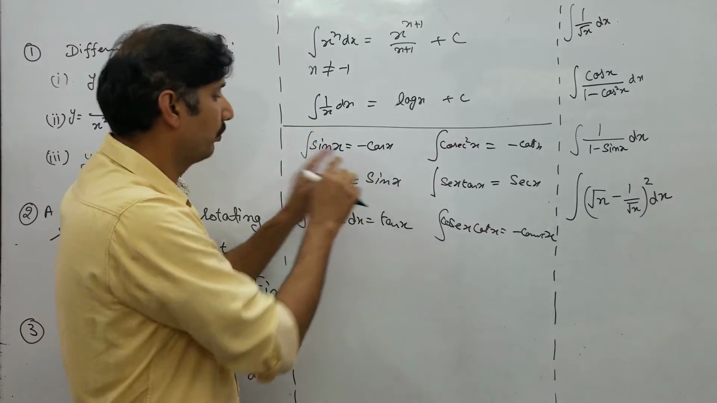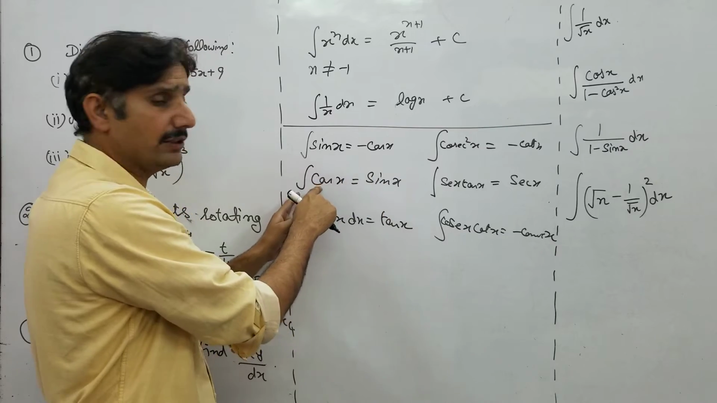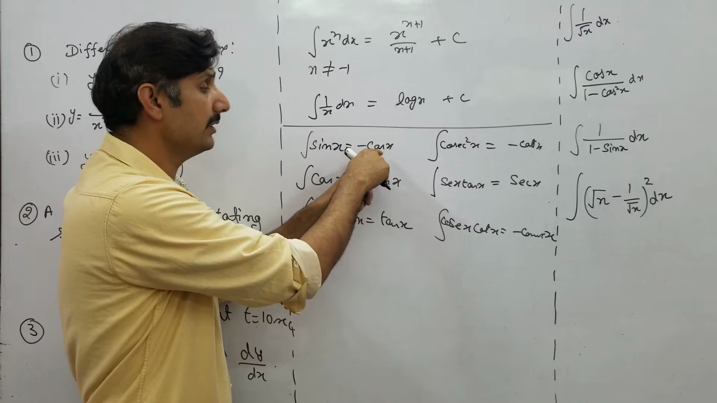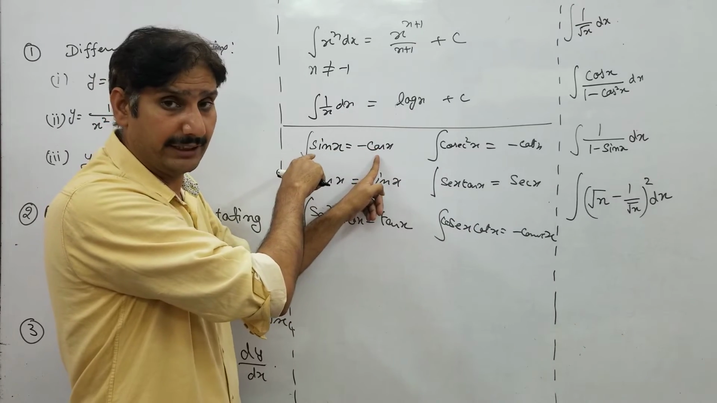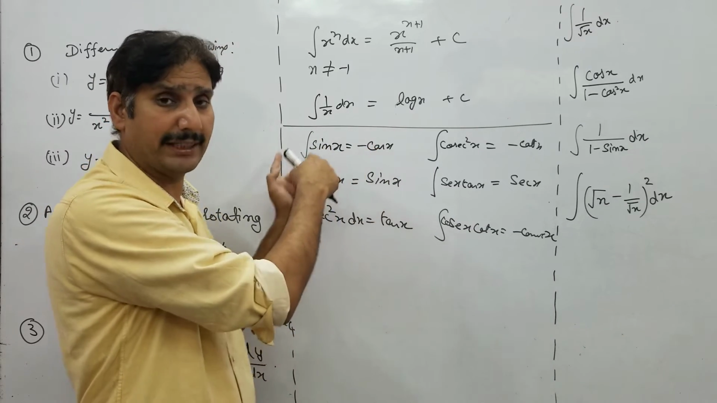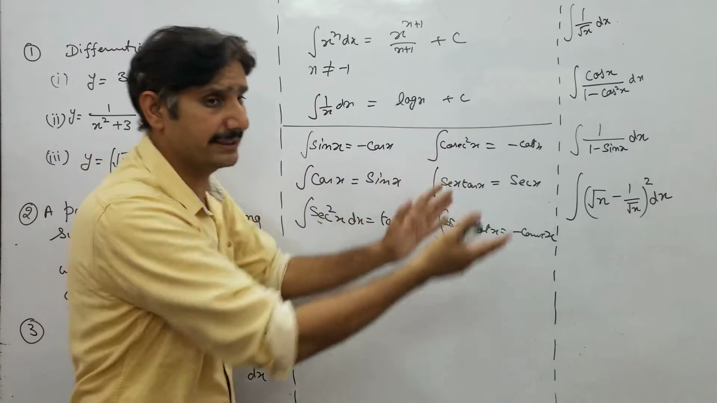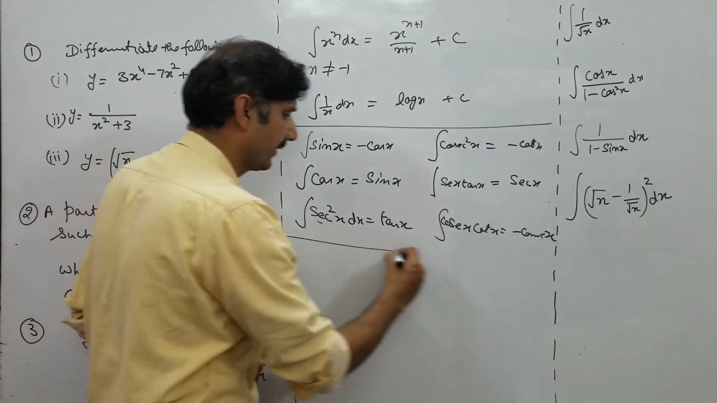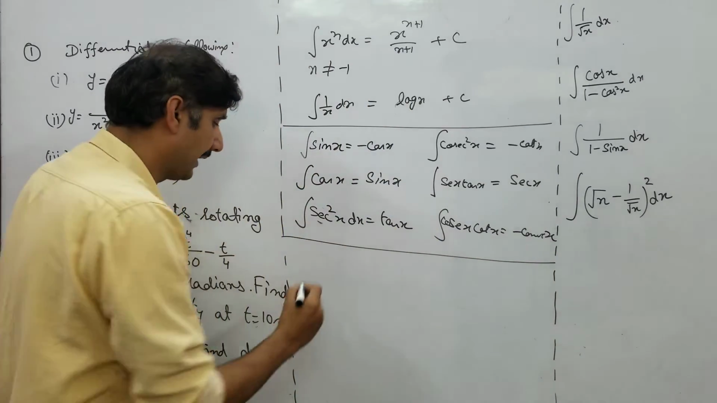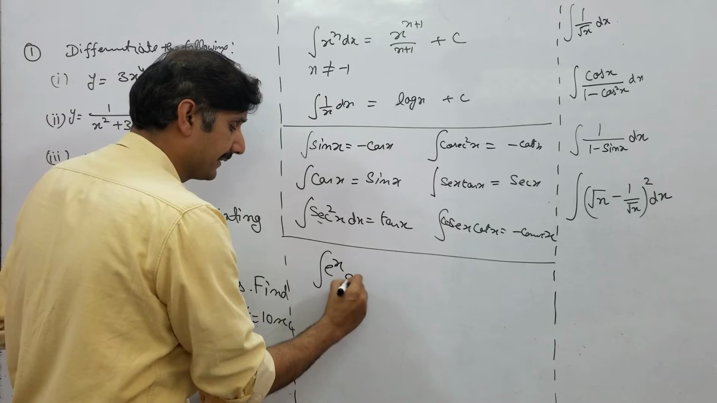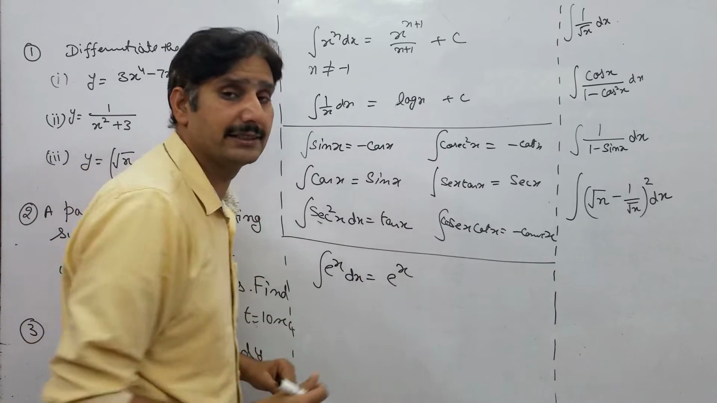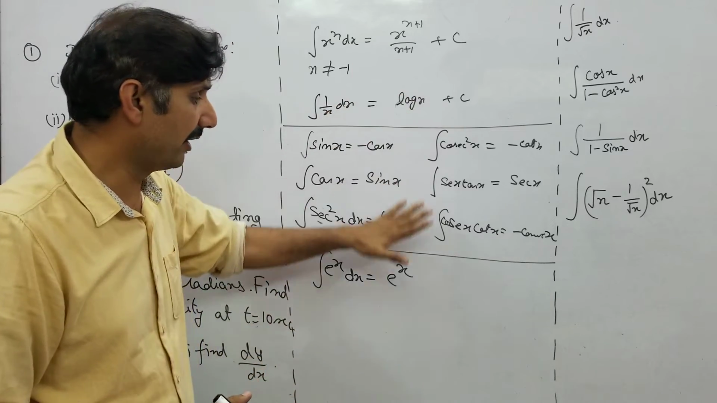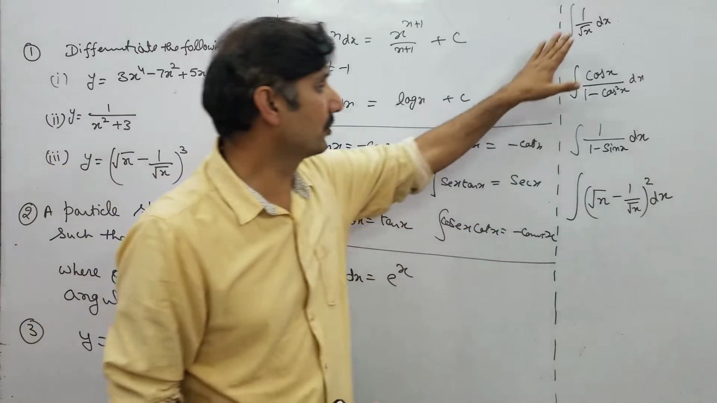You can see what we are doing. The differentiation of sin x is cos x. Therefore, the integration of cos x is sin x. The differentiation of cos x was minus sin x. Therefore, integration of sin x is minus cos x. And in all other cases, you can verify these results. Let me tell you that integration of e raised to power x still remains e raised to power x. These are a few formulas which you may need for solving these things.